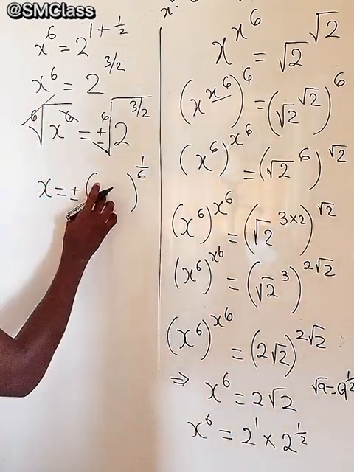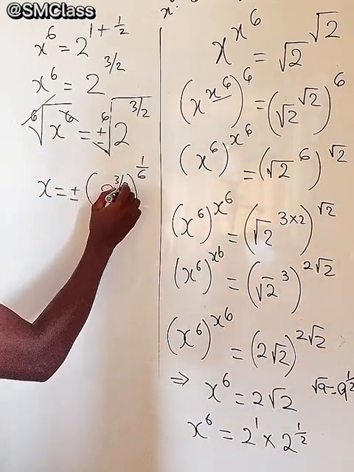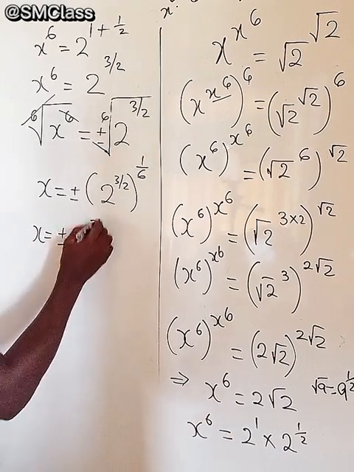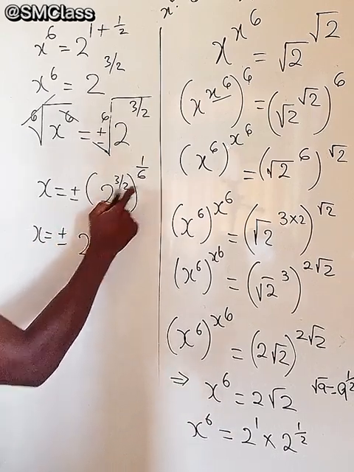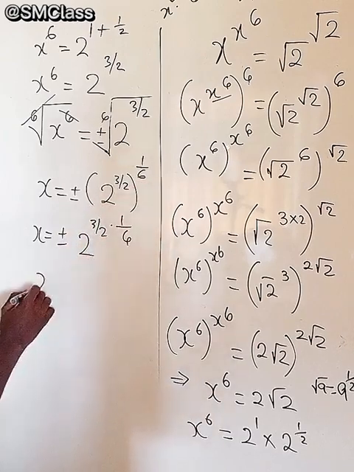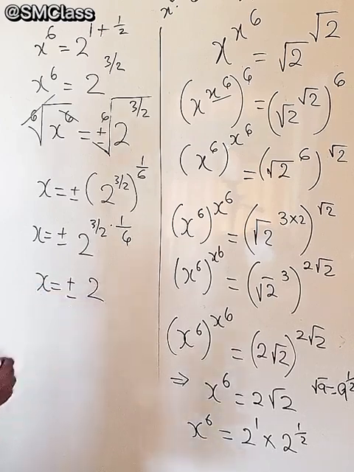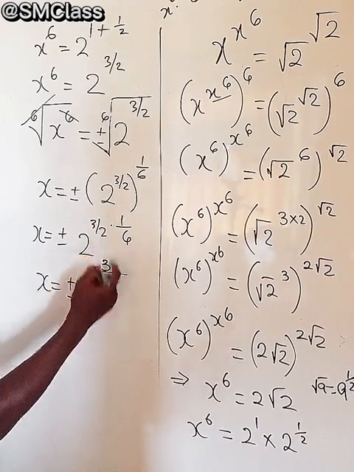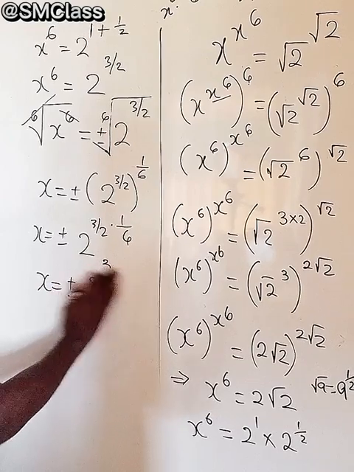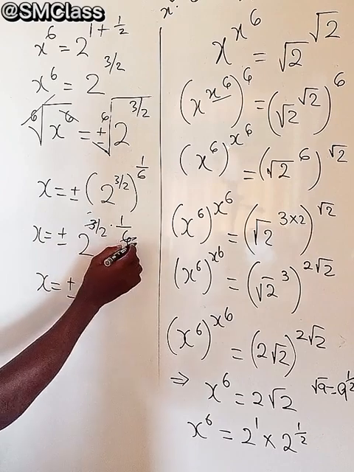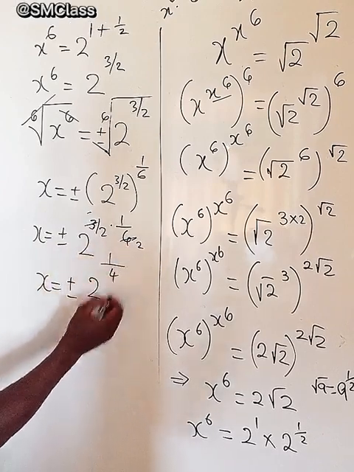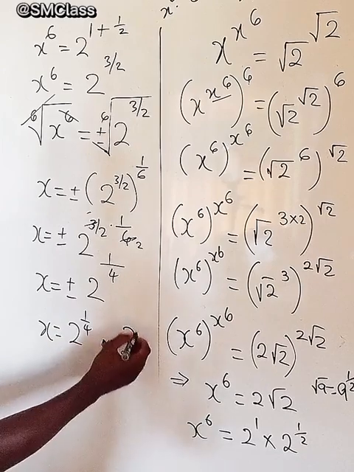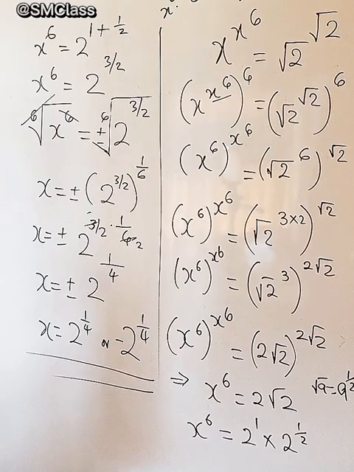Are you getting it? So we have 2 to the power of 3/2. So we're going to have x equals plus or minus 2 to the power of 3/2 multiplied by, because this power will multiply this power, 1/6. So we're going to have x equals plus or minus 2 to the power of 3 times 1 over 2 times 6, which is 3 over 12. You can see that 3 over 12 gives 1/4. So we're going to have x equal to 2 to the power of 1/4 or minus 2 to the power of 1/4. And that is the solution to the problem.